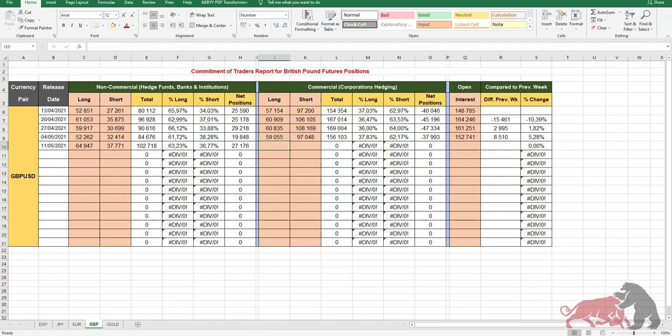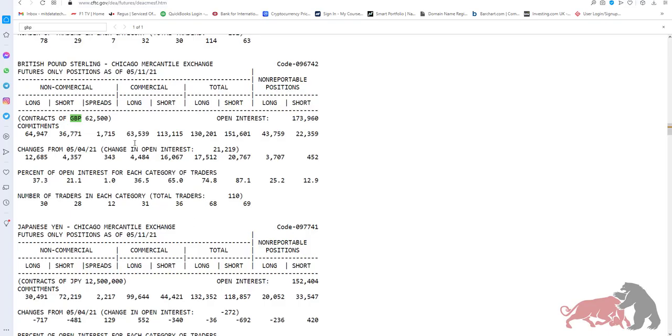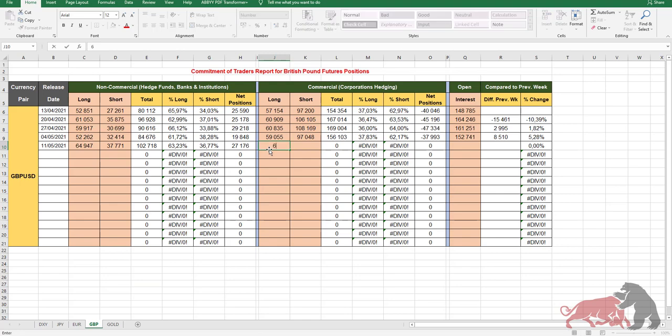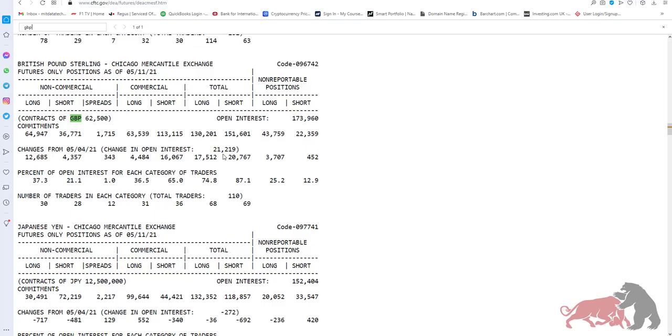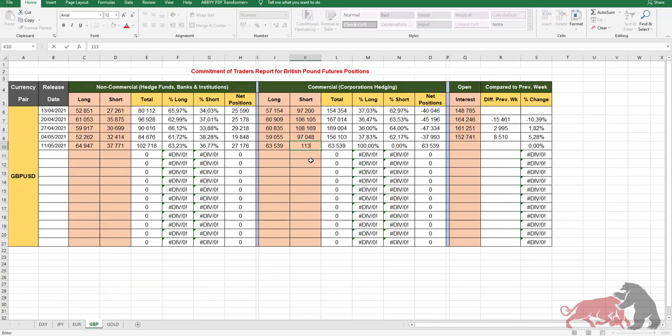Now coming to the commercials, they are holding 63,539. They've increased their long exposure, right? And then short, they're holding 113,115. They've increased both sides, right? But you can see overall they've reduced their long exposure and they've also increased their short exposure, right?